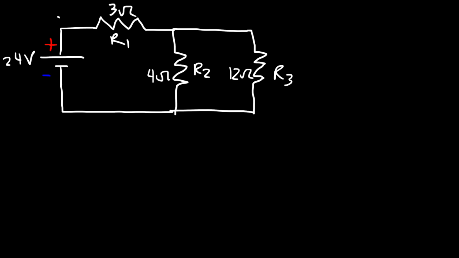So let's say that the current that's flowing through the first resistor, we're going to call it I1, the current flowing through the second resistor, let's call it I2, and the current flowing through the third resistor, we're going to call it I3.